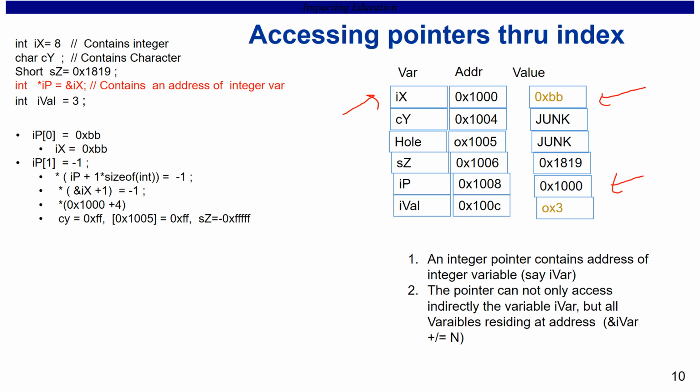IP of 1 equals minus 1: it evaluates to access to an integer variable at address 1004. So IP of 1 equals minus 1 would make the integer variable, which is 1004, 1005, 1006 and 1007, 4 locations, as minus 1. So all these locations would be written as FF. Now imagine this: by accessing IP of 1, I am modifying the variable CY as well as the variable SSI.